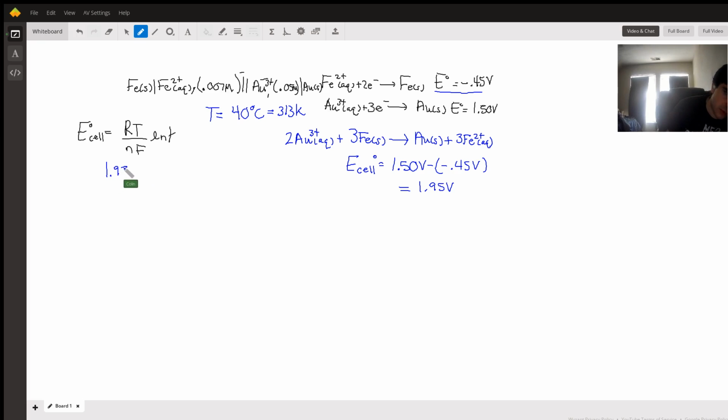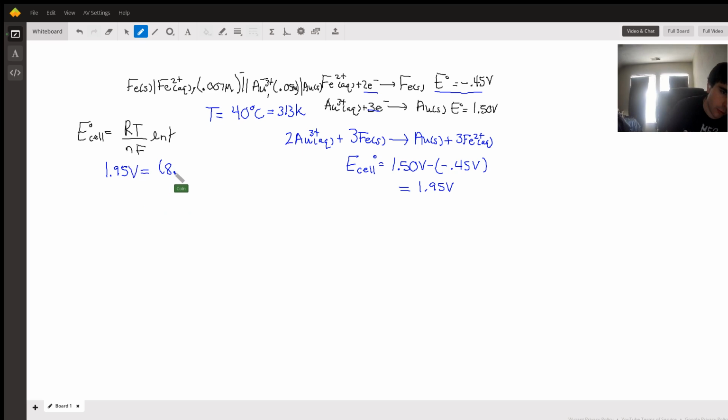We're also, from the balanced equation, able to tell that there are 6 electrons flowing. The way we check this is, how do I get these two equal? I multiply this by 2, I multiply that by 3. That's that. Now, here's what we need to do.